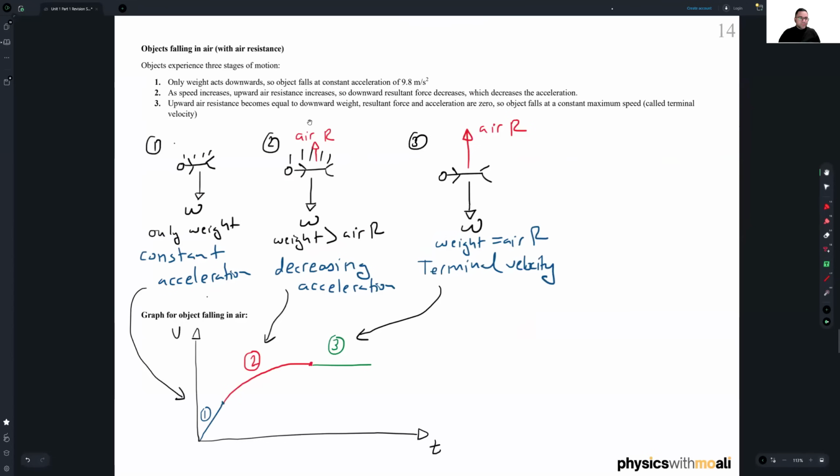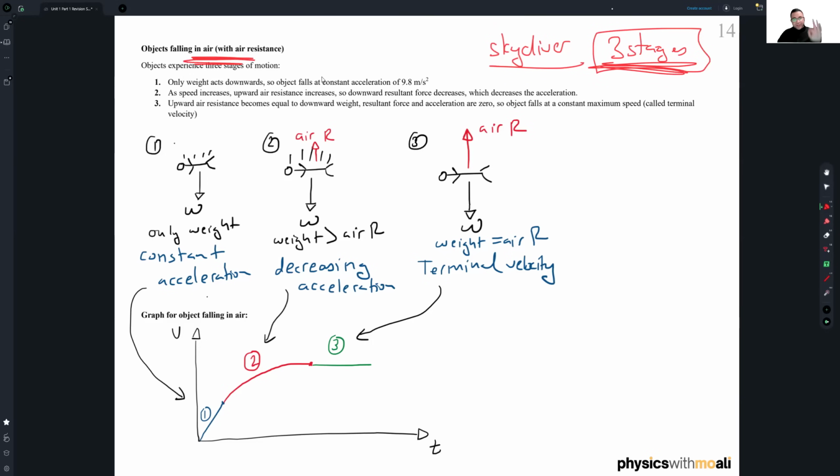For now, it's 9.8. But if an object is falling in air, we go through the skydiver effect, which means you fall through 3 stages of motion. You have to memorize the 3 stages. If I say you're falling in air, there are 3 stages. Stage 1, you just jumped. There's no air resistance yet. So there's only weight that pulls you down. So you fall with a constant acceleration.